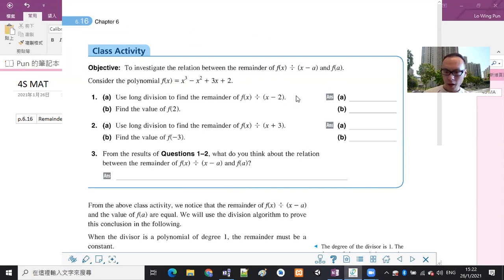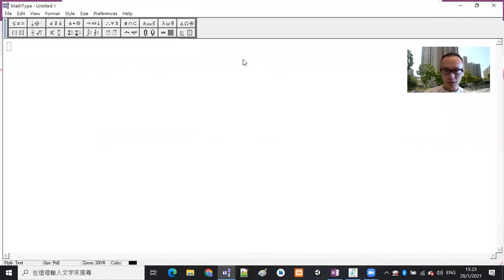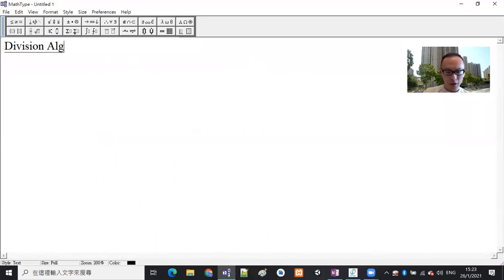For the first section, what we have learned was only about the division algorithm. But we are going to use the division algorithm to derive the new knowledge. So let us do a little revision on what we have learned in the first part of chapter 6, that is the division algorithm.